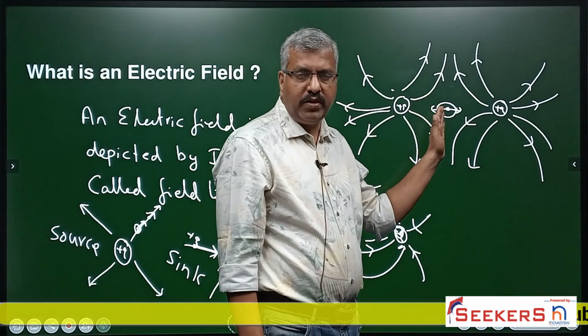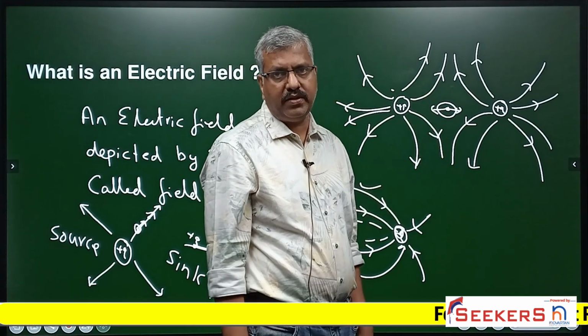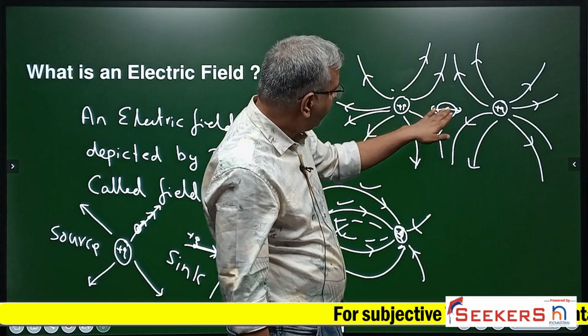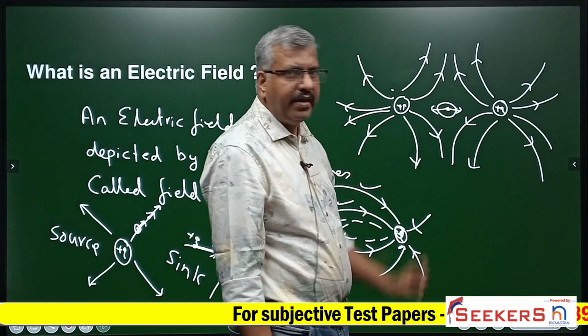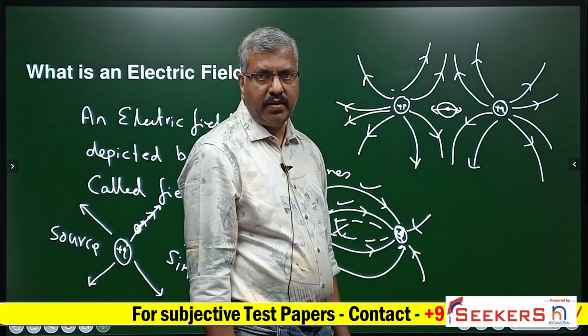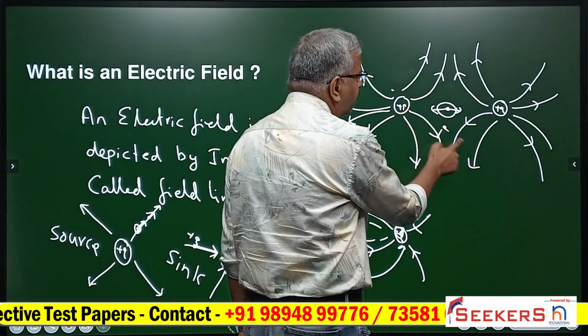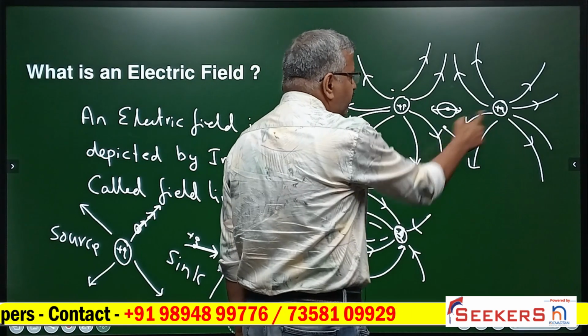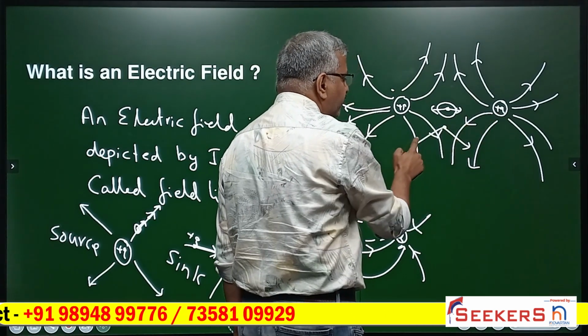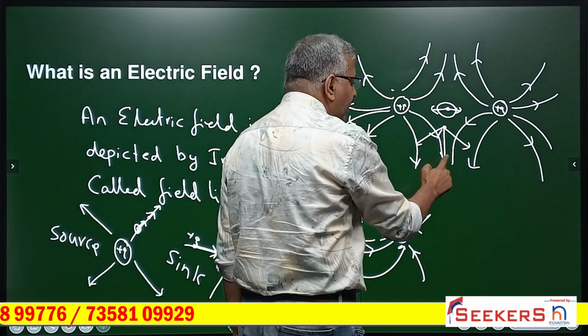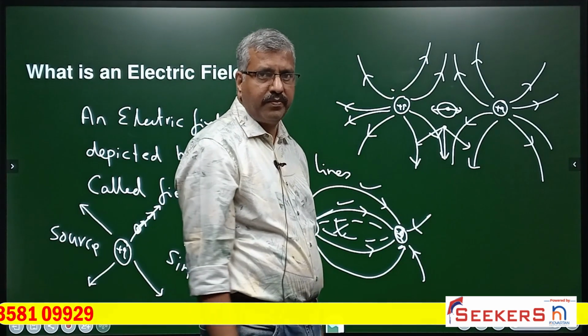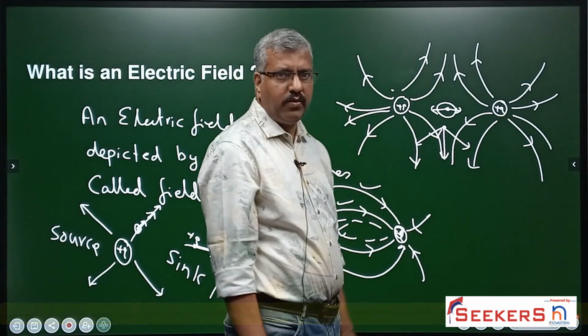If the net force is 0, there will not be any field lines passing through that point. So I have drawn my field line such that no field line is passing through this point. Then if I keep a positive charge here, this charge is going to push it in this direction. The second charge would push it in this direction. As a consequence, the net push will be in this direction. So that is how the field lines are going.